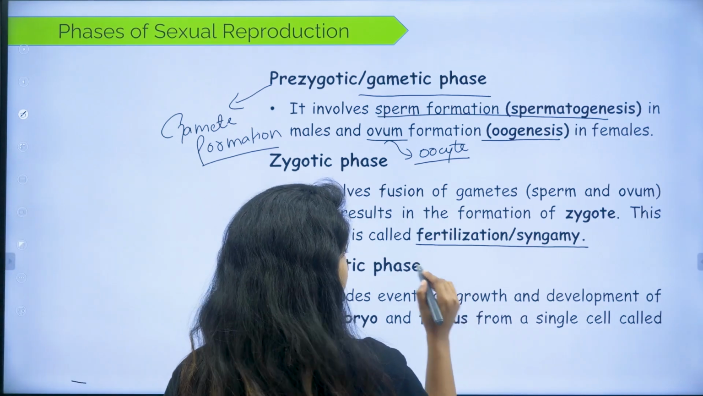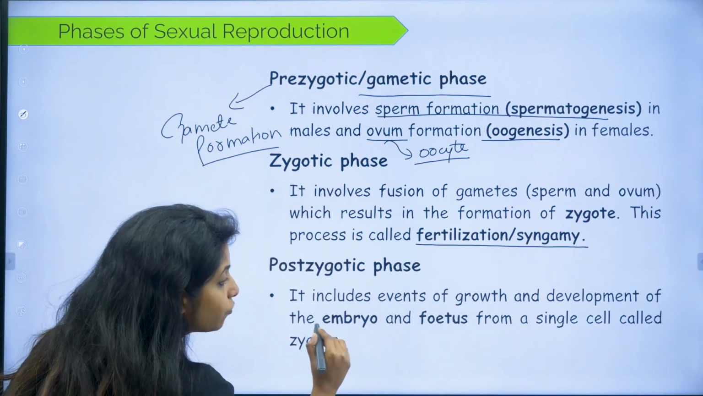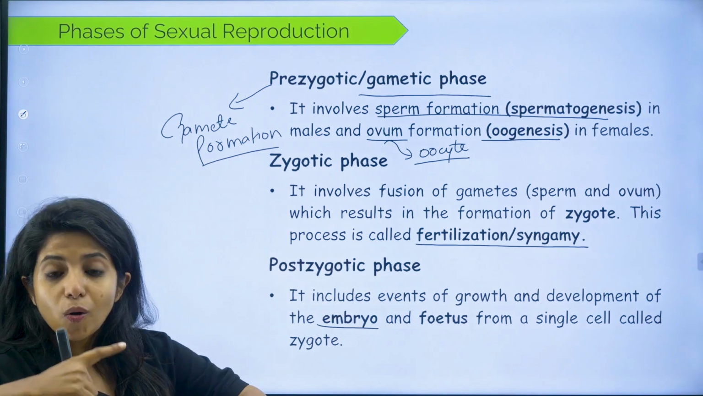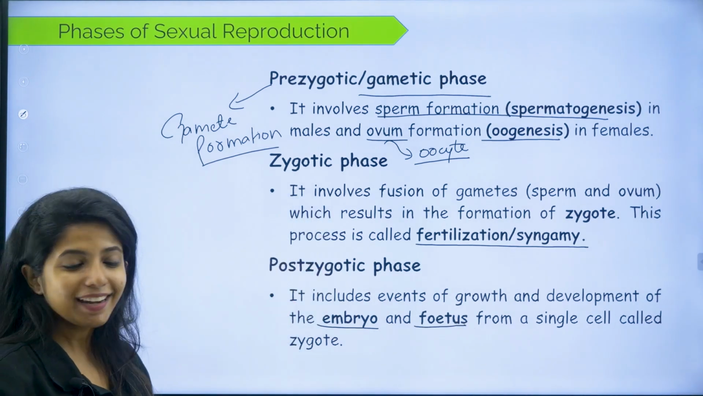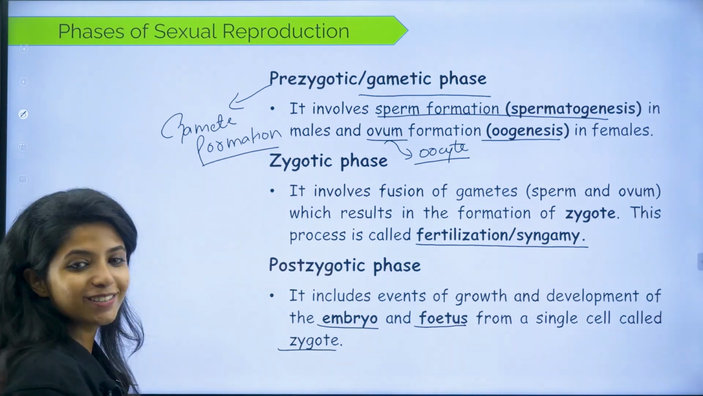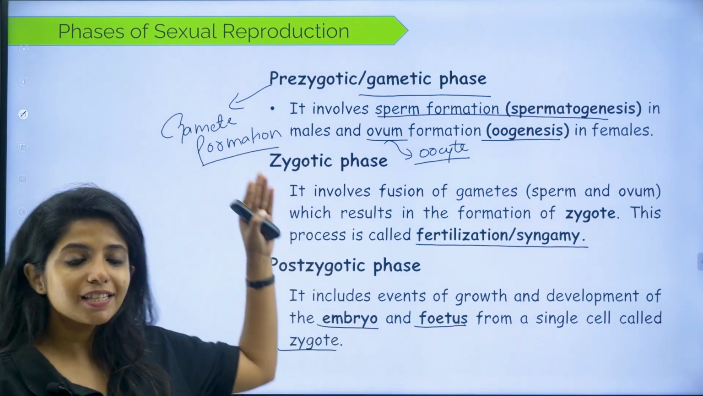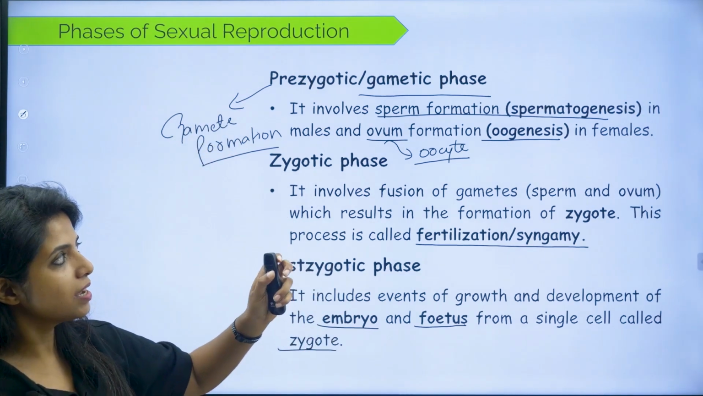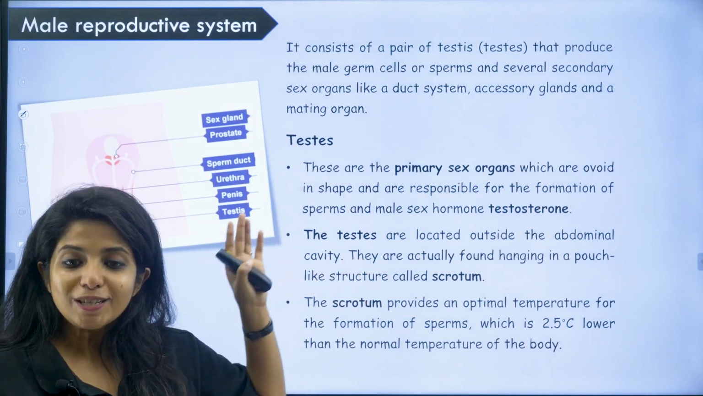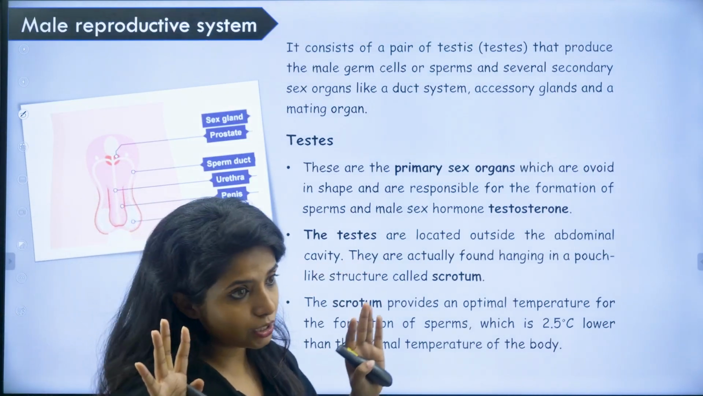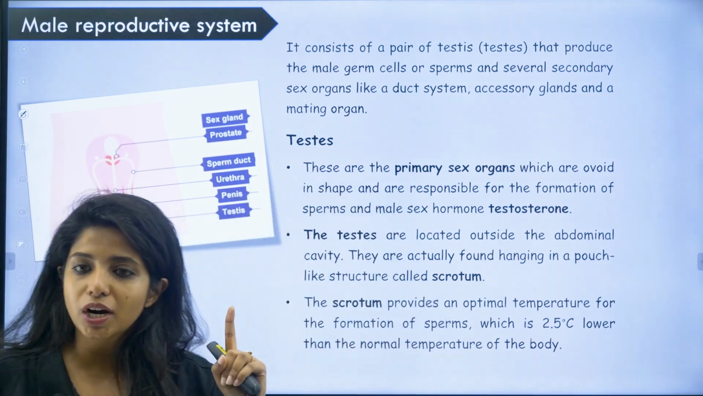Basically this zygote will undergo division and form an embryo. This embryo will also undergo structural changes and form a fetus, and it all arises from the zygote. Isn't that very unique, right? So these are the three phases of sexual reproduction. It's not mentioned in your NCERT, but to make things clear, I explained it to you. Talking about the male reproductive system, which is obviously mentioned in your NCERT and we have to study it.